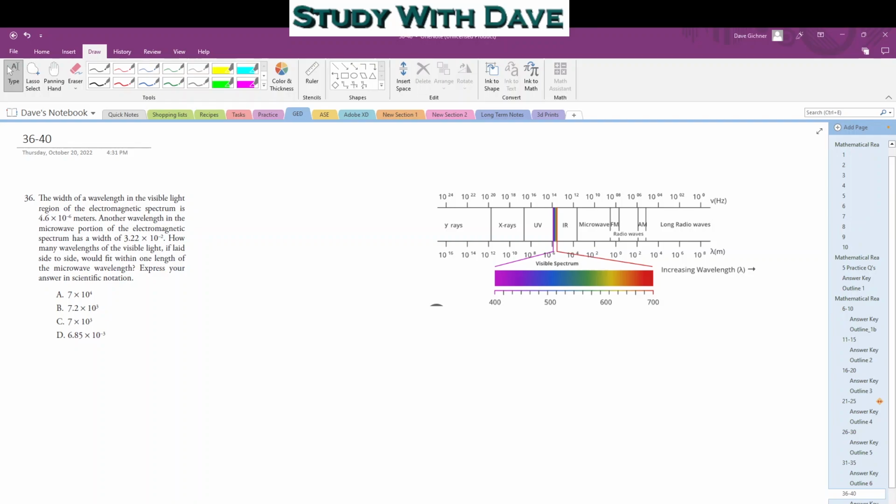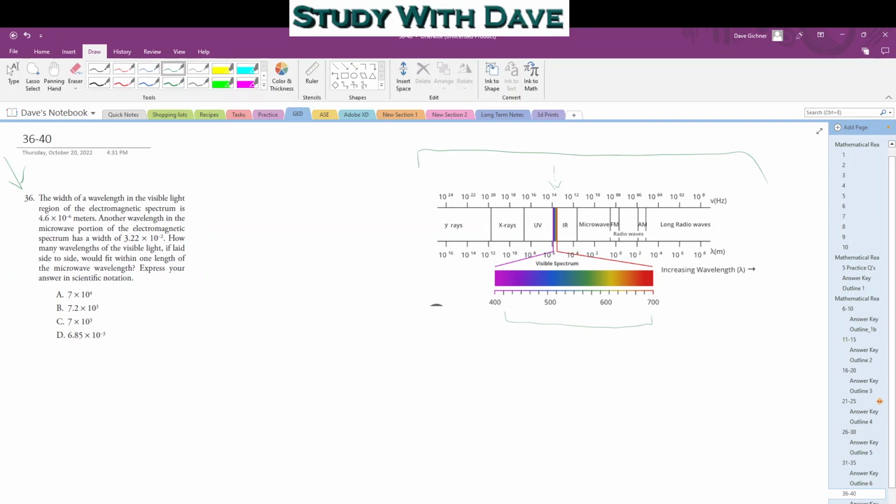The electromagnetic spectrum. Now, this is one wild topic. We're not even going to scratch the surface with this problem, but I went ahead and got this off the internet so that we understand what this problem is talking about, because it's quite confusing. So let's just go through it. The width of a wavelength in the visible light region, which is this tiny little region that they blew up for us right here, or basically the region where human beings can see.